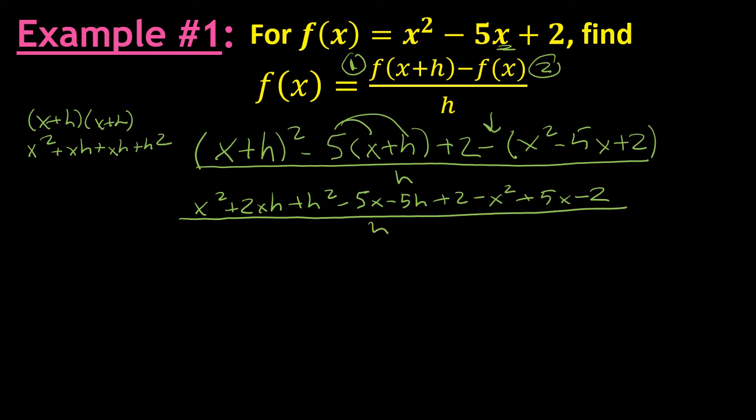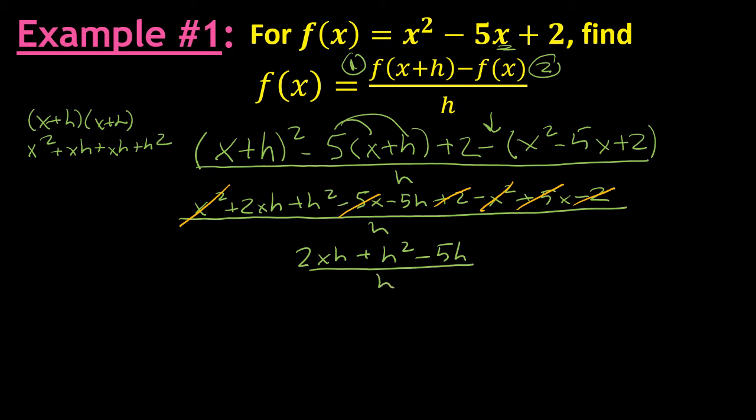So on a good day, a lot of the information in this problem will cancel. So here you have a positive x squared, here you have a negative x squared, gone. Here you have a negative 5x, here you have a positive 5x, gone. Here you have a positive 2, here you have a negative 2, lo and behold, they are gone. So now we are left with 2xh plus h squared minus 5h all over h.